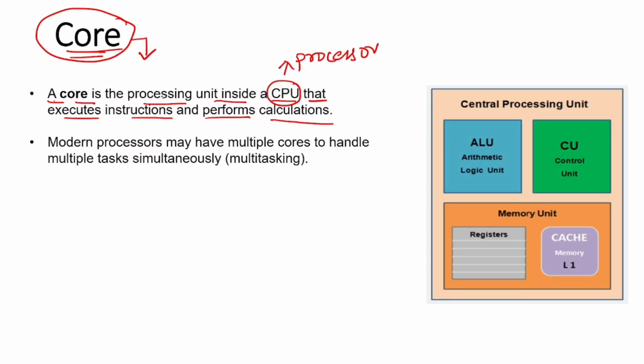Remember, the core is a processing unit inside the CPU that executes instructions. Instruction is nothing but the smallest work. You can remember, a small minute work for a CPU, and performs calculations. Here see, the modern processors may have multiple cores to handle multiple tasks simultaneously.